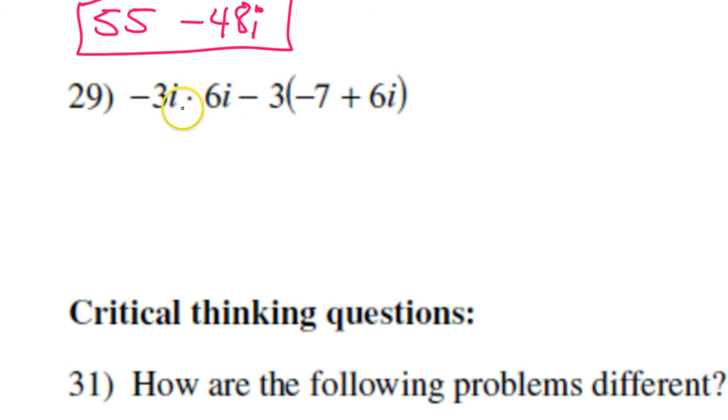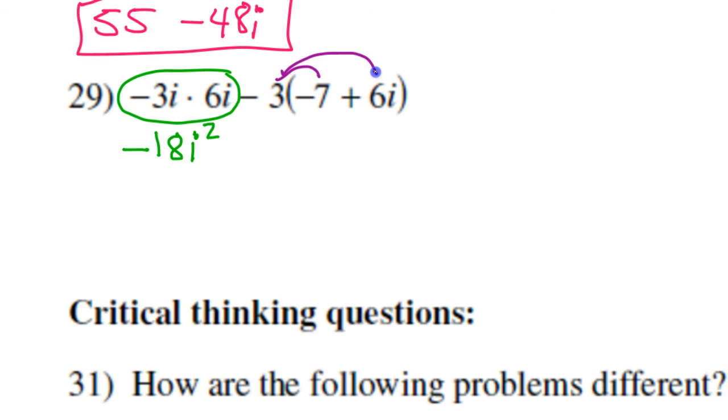Okay, be careful. So these two are just being multiplied together. So let's get that out of the way. So that's going to make this negative 18. Whoops. I should have left it so I could catch my copiers. That's going to make this negative 18i squared. All right. We will also have to distribute this negative 3. Negative 3 times negative 7 is positive 21. And then this will be negative 18i.